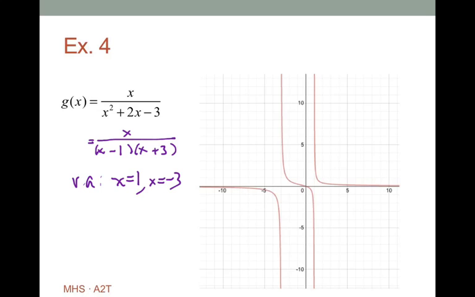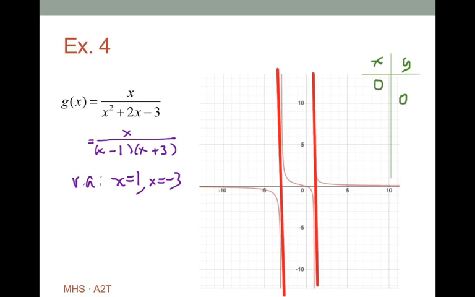Horizontal asymptote: it looks like we have a higher order in the denominator, so I'm going to have an asymptote on the x-axis. I didn't include that, so let's make sure I put that in there. Okay, there's my horizontal asymptote. From there, I just want to start plotting points. I could find an intercept here. It turns out that there is an intercept at 0, 0.